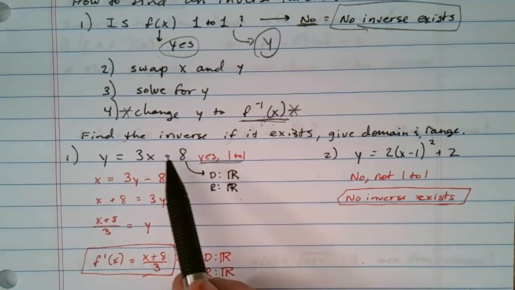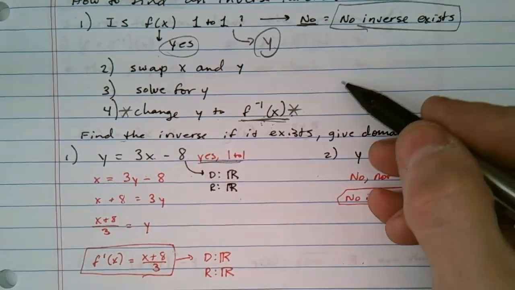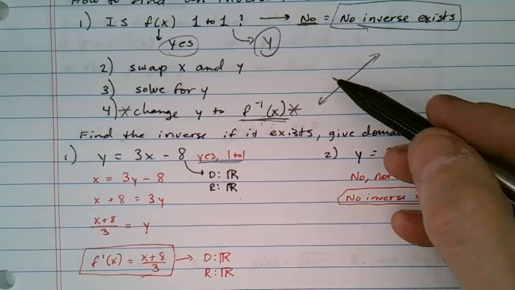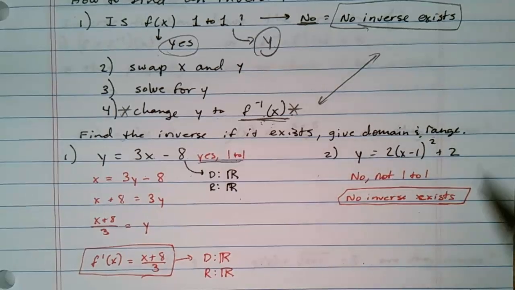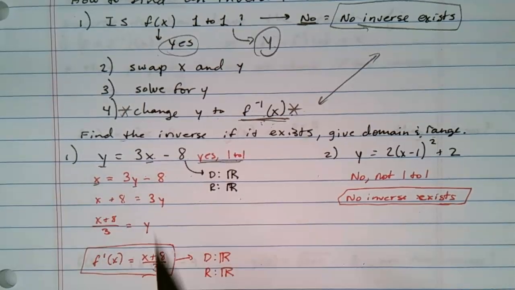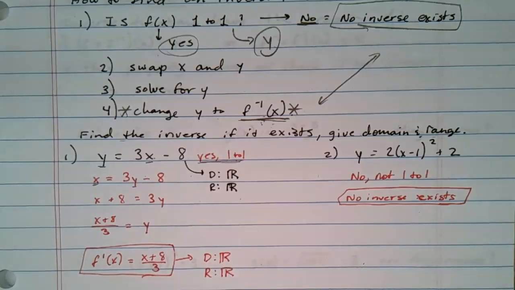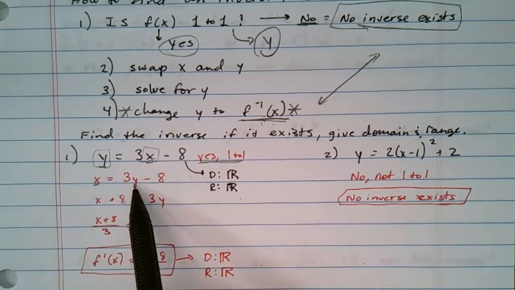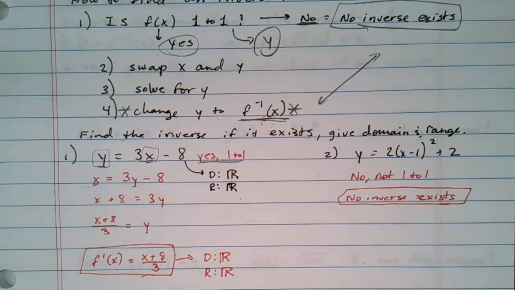How do I know this? Because this is a line, and visually, a line will pass the vertical line test and the horizontal line test. So this is 1 to 1 because I know what the picture looks like. Moving on, take x and y and swap them. And this is the important part: no coefficients, no exponents, no anything. Literally cut this letter out and swap places. That gives me x equals 3y minus 8.